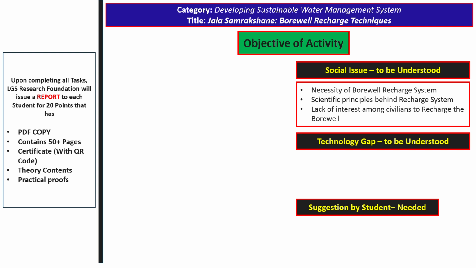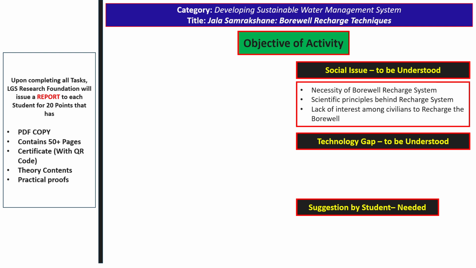Used water, if you feed it back to the borewells, has to go through a filtering process. That is what the borewell recharge system is. So why are farmers not showing interest in adopting the borewell recharge system? Why are urban civilians also not taking interest? What is the scientific principle behind the filtration methods, and how can we mandate all civilians who have a borewell as a water source to adopt this system? That is the main objective of this activity.